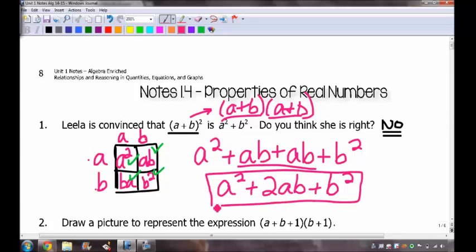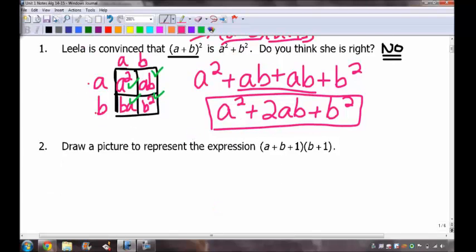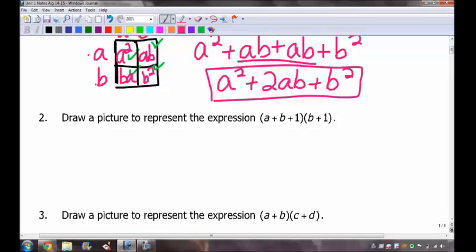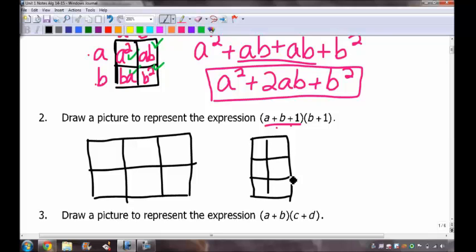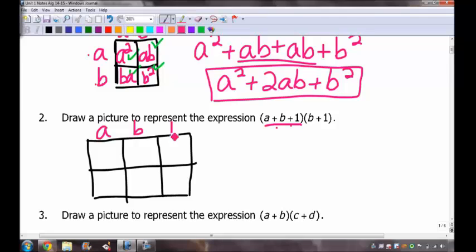All right, so now let's look at question number 2. Number 2 is done the exact same way. Draw a picture to represent this expression, except this time it's 3 by 2. So when I draw my picture, I'm going to have 3 in one spot and 2 on another side. Now you can draw it this way or you could draw it this way. It doesn't matter which way you do it, totally your choice. So I'm going to just go with the first one that I did, and I'm going to label all my information. So I know right here that one side is a plus b plus 1. So I'm going to have an a here, a b here, and a 1 here. And then I know that this side right here is b plus 1.